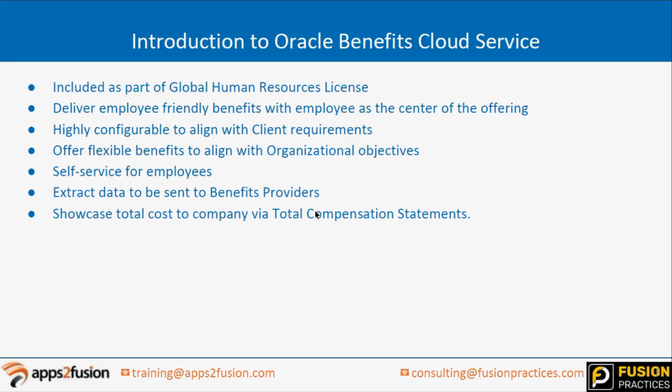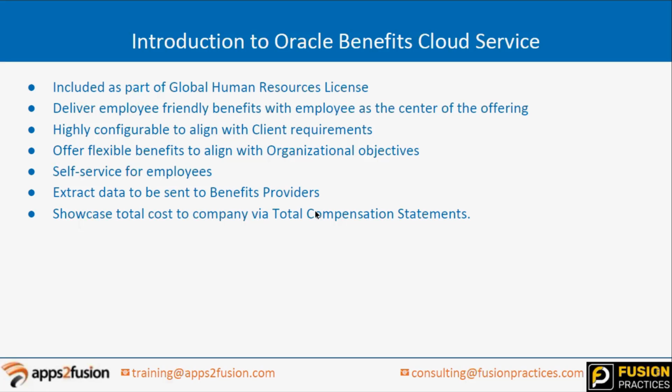So total compensation statement will have everything that the company is spending on an employee, whatever is offered as pay, as a bonus, and as benefits. Total compensation statements can also be created from Oracle Fusion HCM. It's not specific to benefits. It primarily comes under the compensation area, but benefits data can also be pulled into the total compensation statement, right?